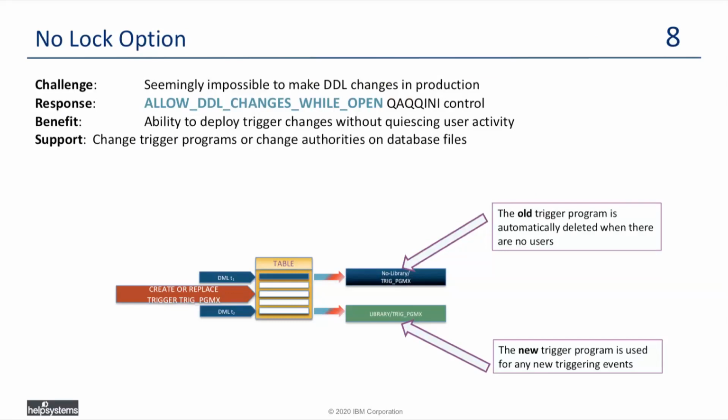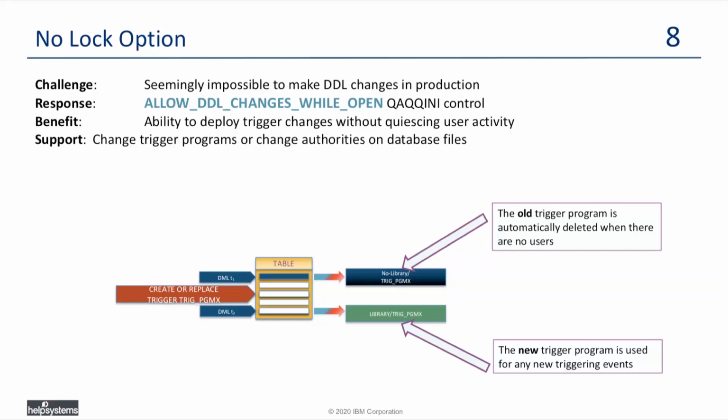An exception to this rule is allow DDL changes while open, a QAQQINI control that you can optionally use to break the rules. In this case, we're breaking the rules of getting that exclusive lock to make changes to trigger programs. And I usually show a sequence of operations here, but I decided to just go to the last example of the time sequence of if I were creating or replacing a trigger program and I use allow DDL changes while open, what would it look like?